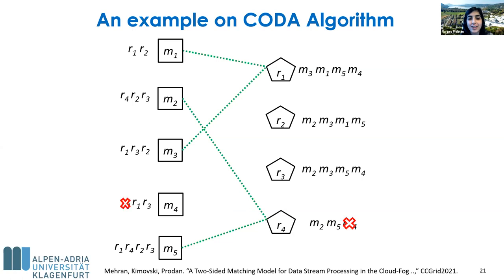Then M4 at this step tries to take revenge and removes R4 from its preference list. R4 also does the same thing, and M4 tries to be matched to another resource in order to complete the execution of the application. So it tries to be matched to R1, but R1 also doesn't have enough capability. So they also take revenge and remove each other from their preference lists.